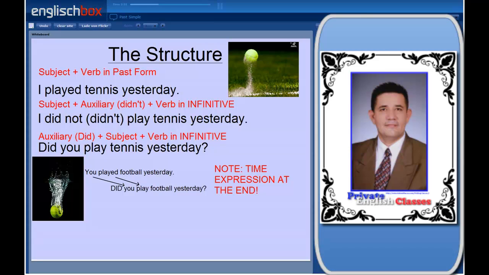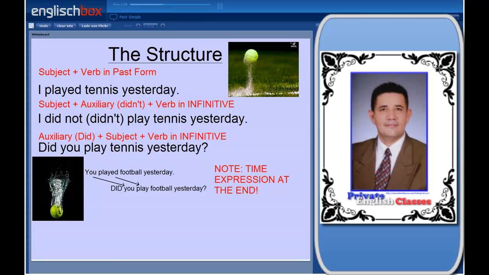If we look at the sentence in negative, we can see that you have to add the auxiliary didn't between the subject and the verb. And the verb is no longer in the past form, rather it is in the infinitive form. So, I did not, or contracted, I didn't play tennis yesterday.